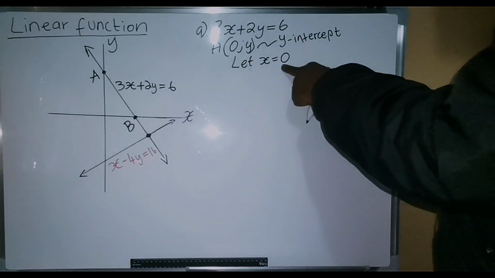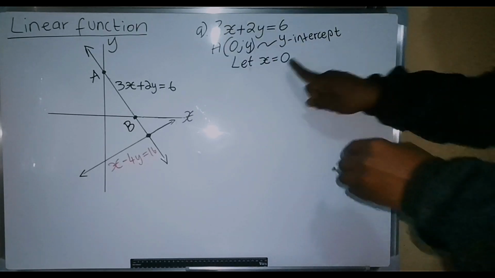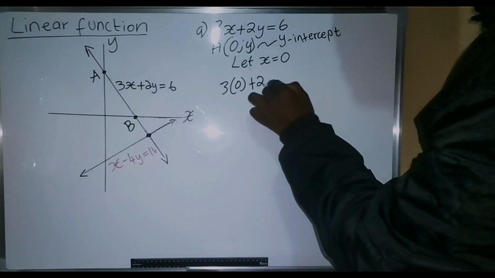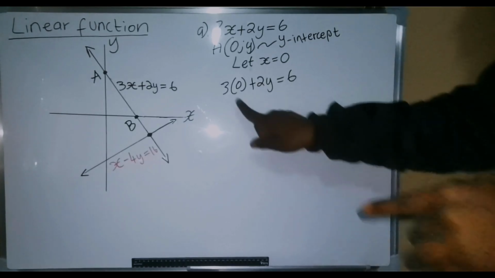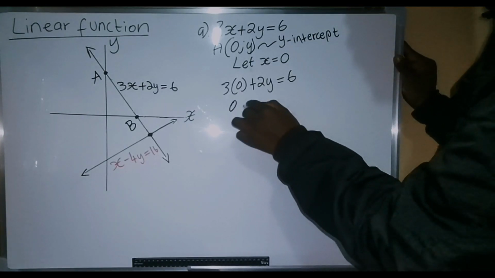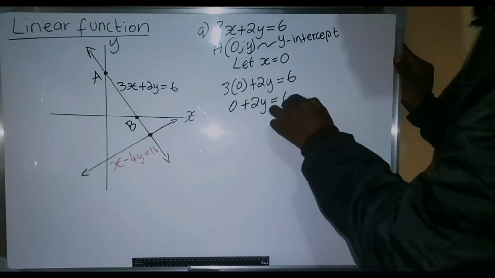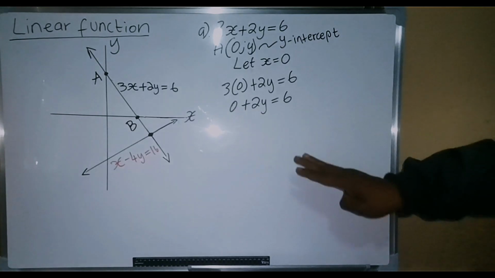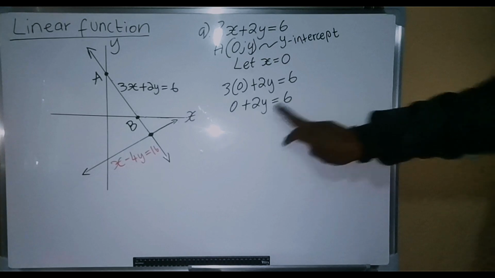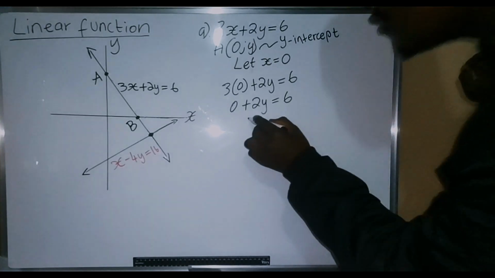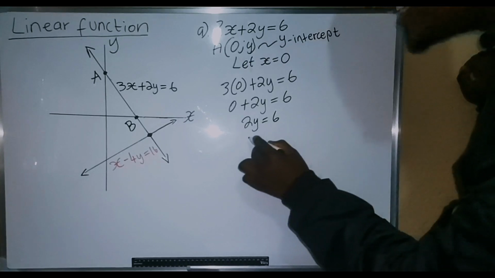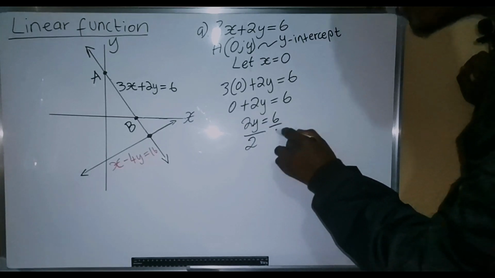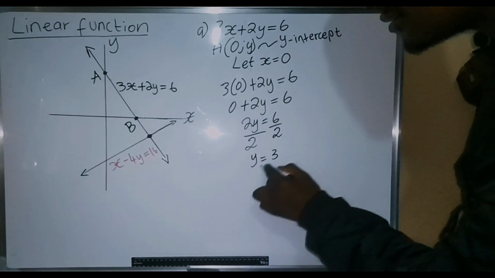Therefore, let x be 0 in this equation: 3 multiplied by 0 plus 2y equals 6. 3 times 0 is 0, so we are only left with 2y equals 6. I divide both sides by 2, and therefore y is 3.